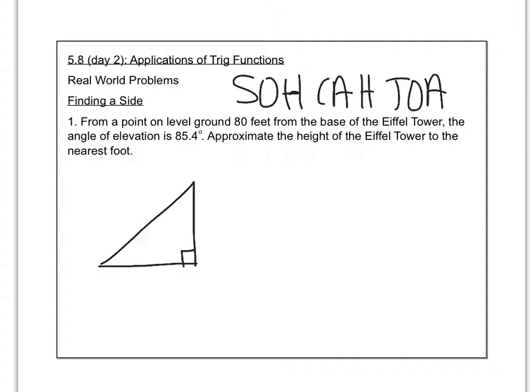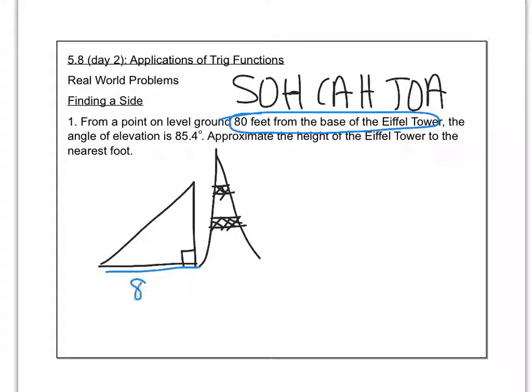So it says, from a point on level ground, 80 feet from the base of the Eiffel Tower. So here's my really bad drawing, but here we have the Eiffel Tower. I know, it's beautiful. It says 80 feet from the base, so that 80 feet is going to go here along the ground. If it says from the base or along the ground or things like that, that's going to go on the bottom. And then the angle of elevation is 85.4 degrees.